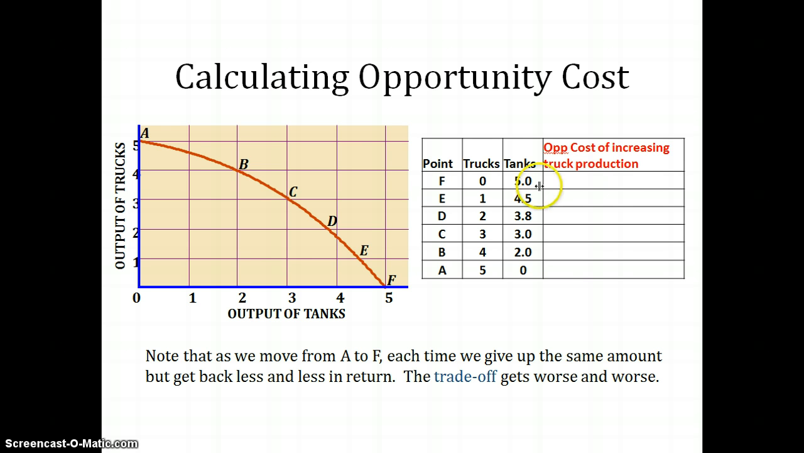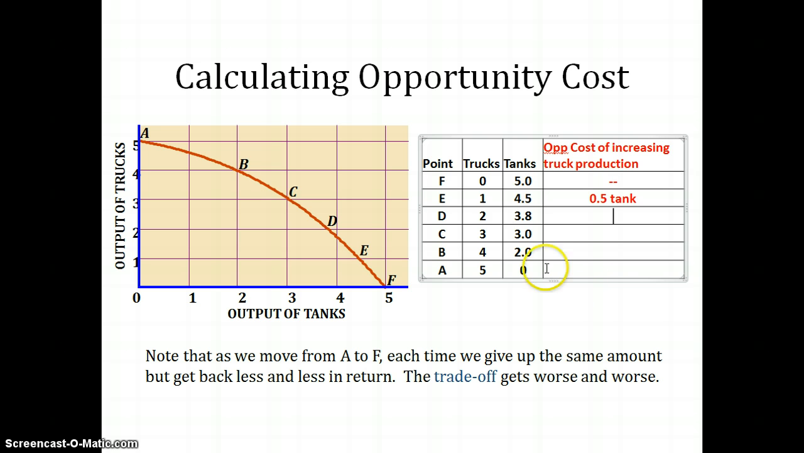So we see here that if we decide to produce 0 trucks, we can have 5 tanks. But if we want to add a truck to our production, that means we no longer have 5 tanks, but 4.5. So the opportunity cost, meaning the cost of adding that first truck, is giving up 1/2 of a tank. Opportunity cost is measured in the amount of the other item that we're giving up. I left this first one blank, and that was intentional. There's nothing before 0, so we can't see that change from that point.